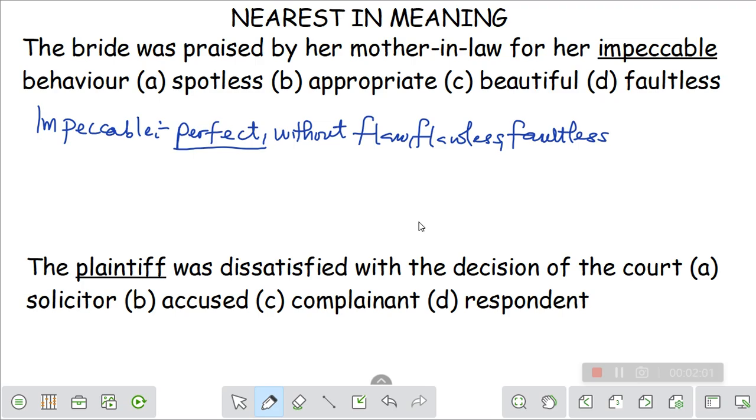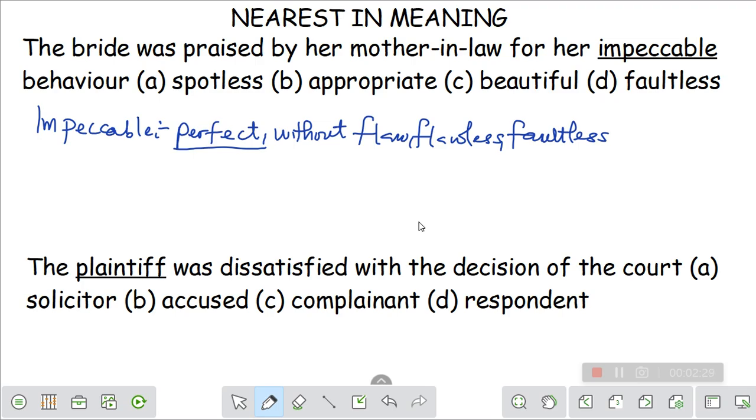So the bride was praised by her mother-in-law for impeccable behavior. Option A, spotless. That one is looking like the answer. Option B, appropriate. No, it's not applicable. Option C, beautiful. Don't forget we are under nearest in meaning. We are looking for the exact word that is nearest in meaning to impeccable. Option D is faultless.